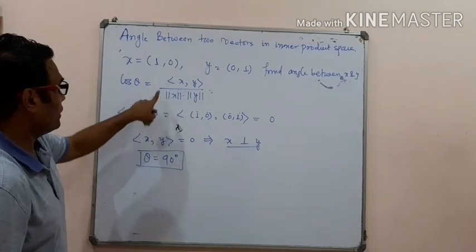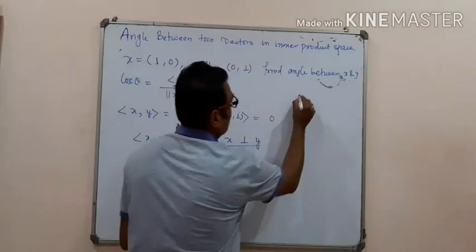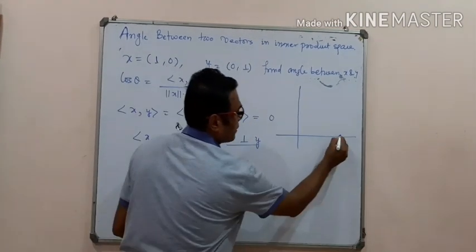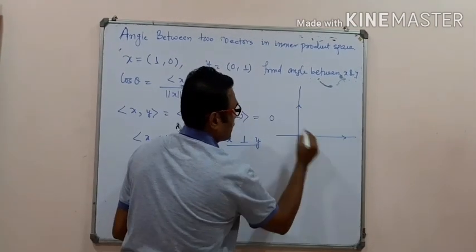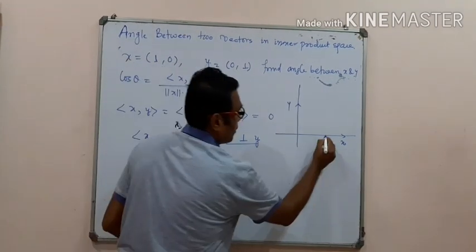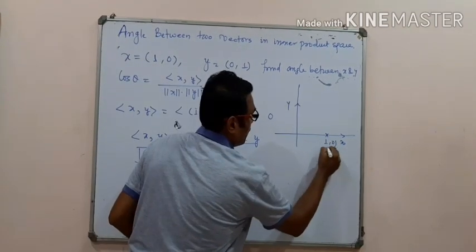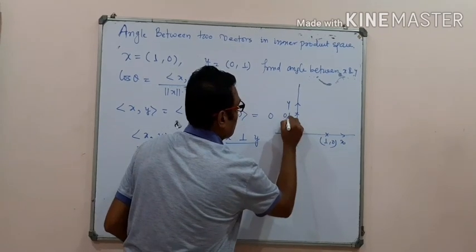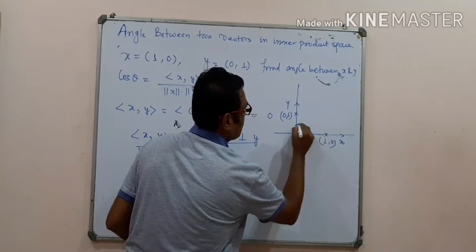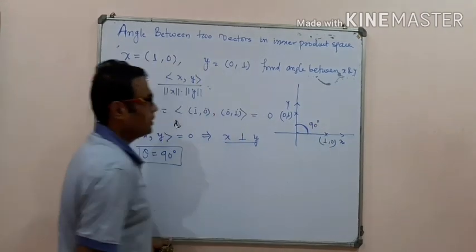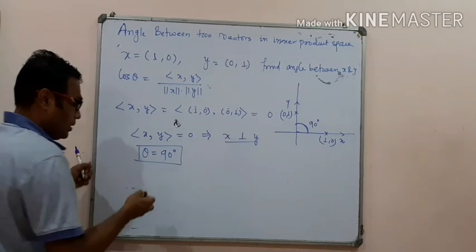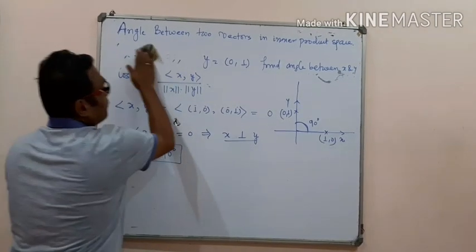Now, the geometrical representation of this problem: if you take the two-dimensional rectangular coordinate axes, this is your x axis and this is your y axis. The x coordinate is (1, 0) and the y coordinate is (0, 1). So obviously you observe that the angle between these two lines is 90 degrees. Hence it is proved. Now we consider the third example.